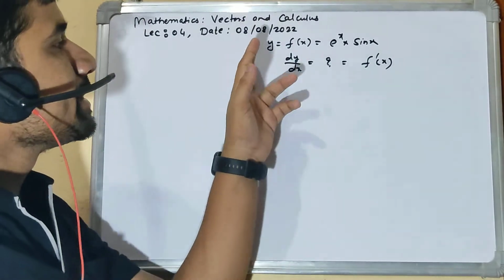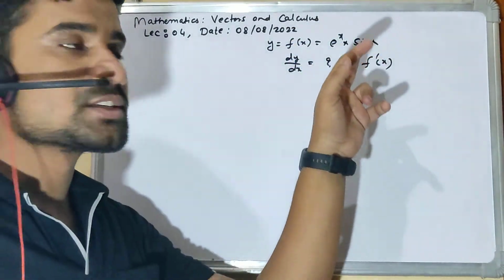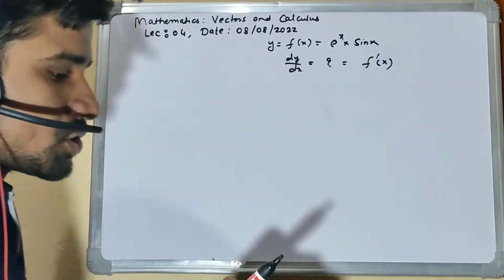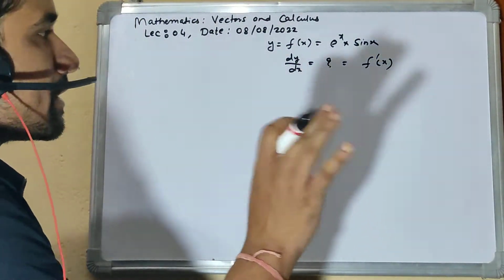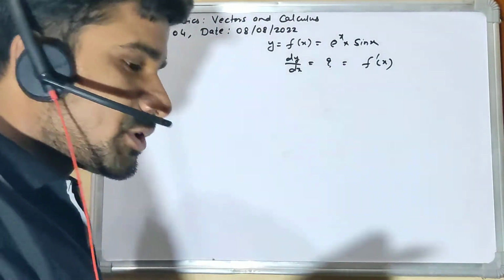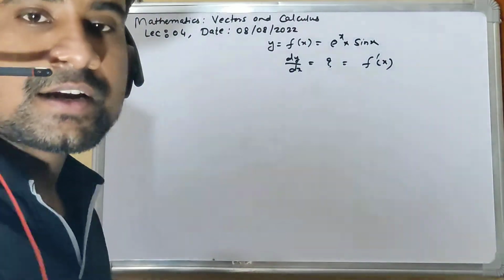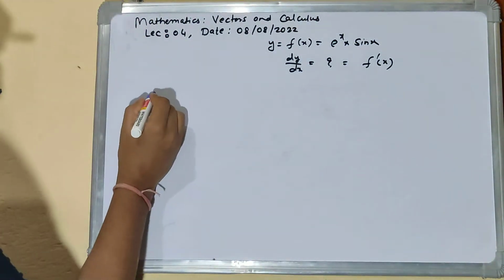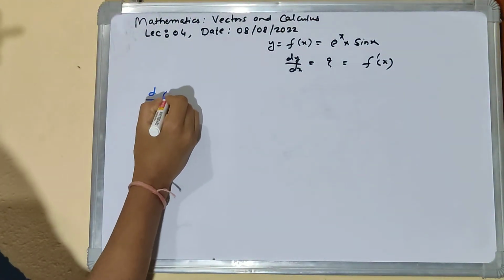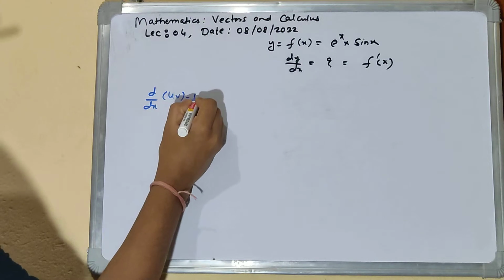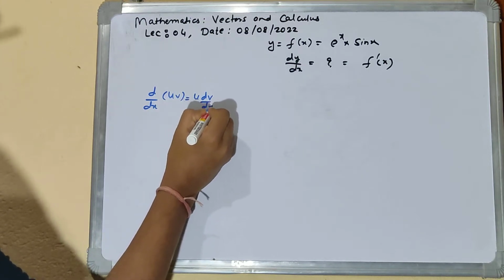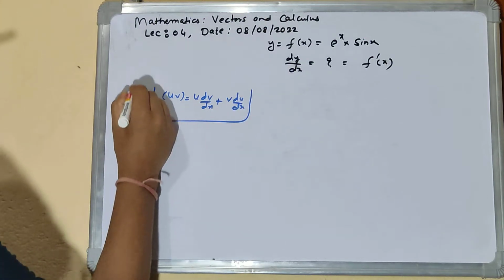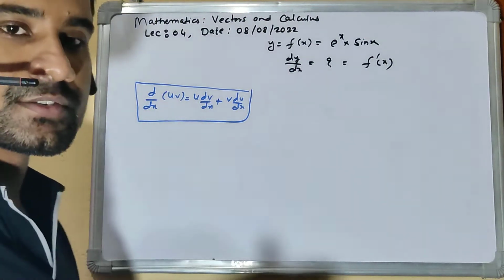You can see in this function we have two functions multiplied. e to the power x is one function, sine x is another function. We discussed the multiplication rule in differentiation. The rule says: if there are two functions in x, u and v, then d by dx of u into v is u into differentiation of v added to v into differentiation of u. This is the product rule of differentiation.